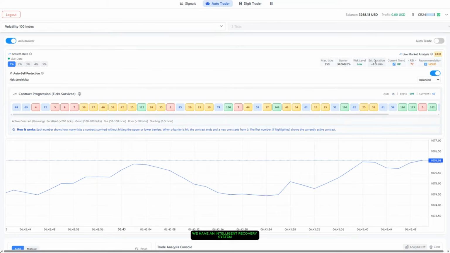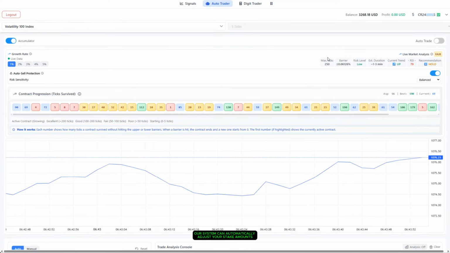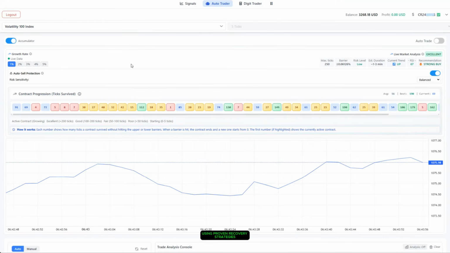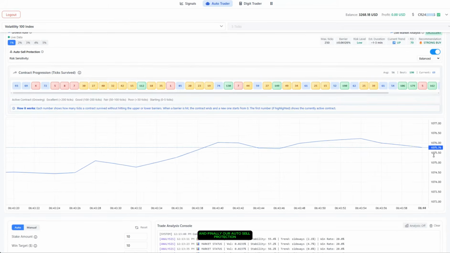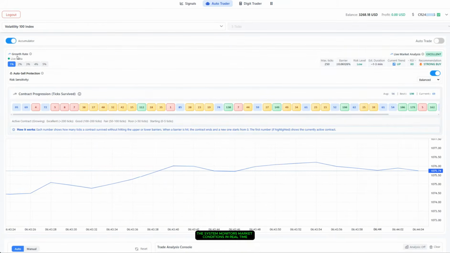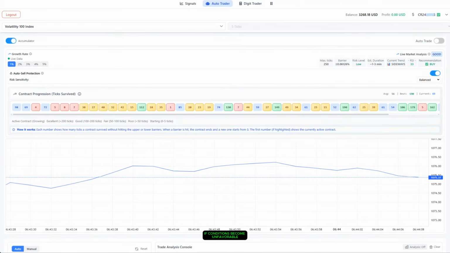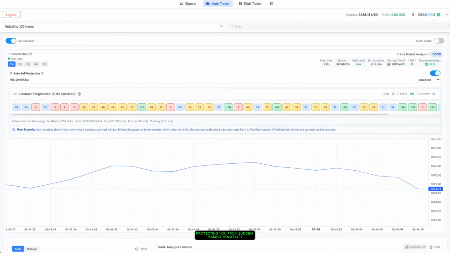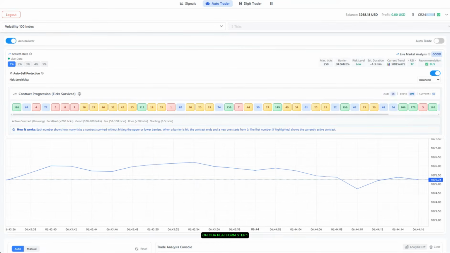Third, we have an intelligent recovery system. If you experience losses, our system can automatically adjust your stake amounts using proven recovery strategies to help you get back to profitability. And finally, our auto-sell protection. The system monitors market conditions in real time and can automatically sell your contracts if conditions become unfavorable, protecting you from sudden market volatility. Let me walk you through exactly how to start accumulator trading on our platform.